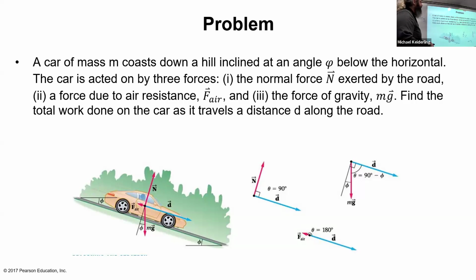So the angle for force 1, the normal force: the angle between the normal force and the displacement is 90 degrees. For force 2, the air resistance, the angle between the air resistance and the displacement is 180 degrees. And for force 3, the force of gravity, the angle between the displacement and gravity is 90 minus phi.